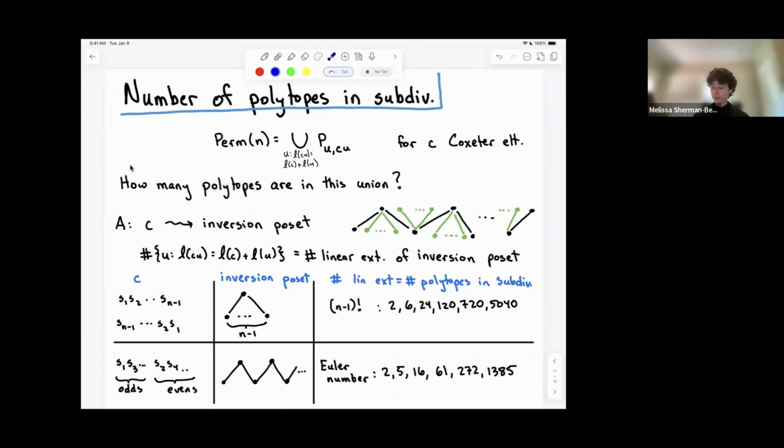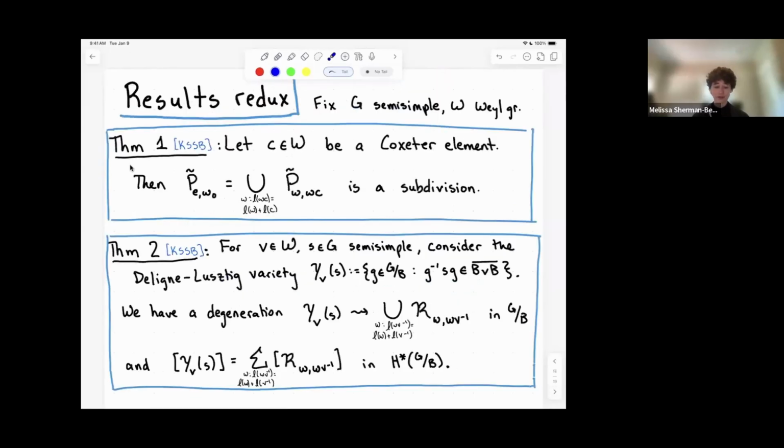Okay, so I'm going to finish by just saying one more thing. I told you the symmetric group version of our results, but we also have versions for arbitrary types. So you fix your semi-simple Lie group G and you let W be its Weyl group. Then it's exactly the same combinatorial statement.